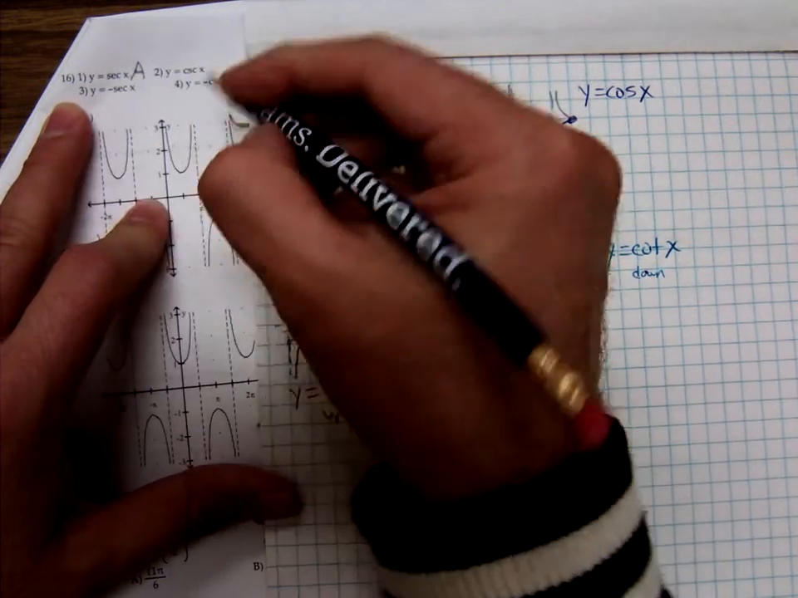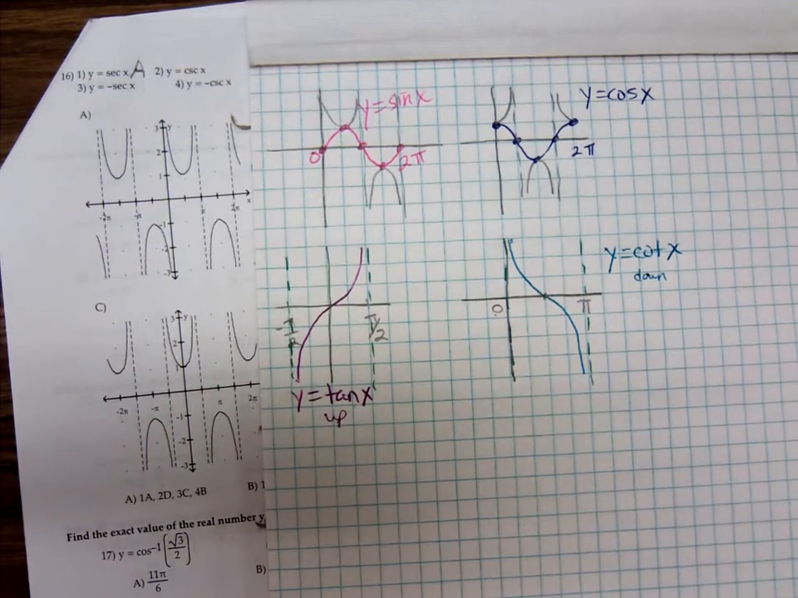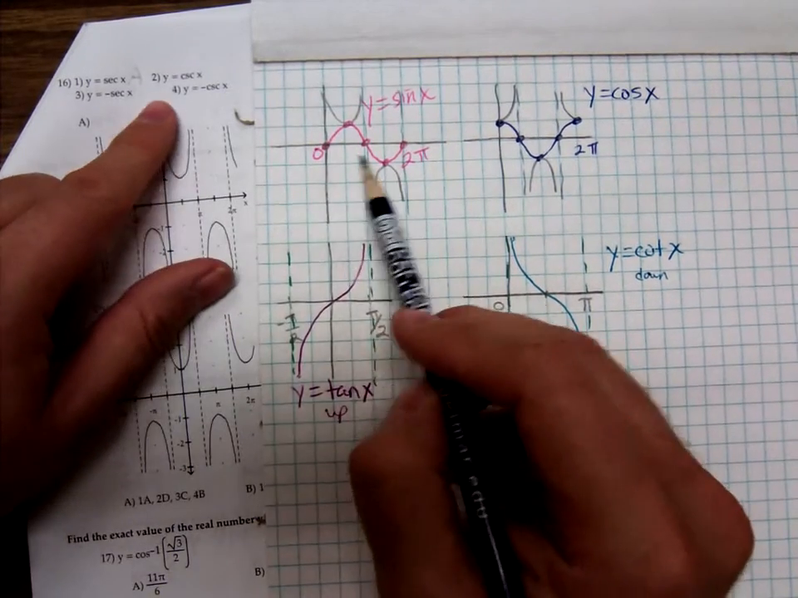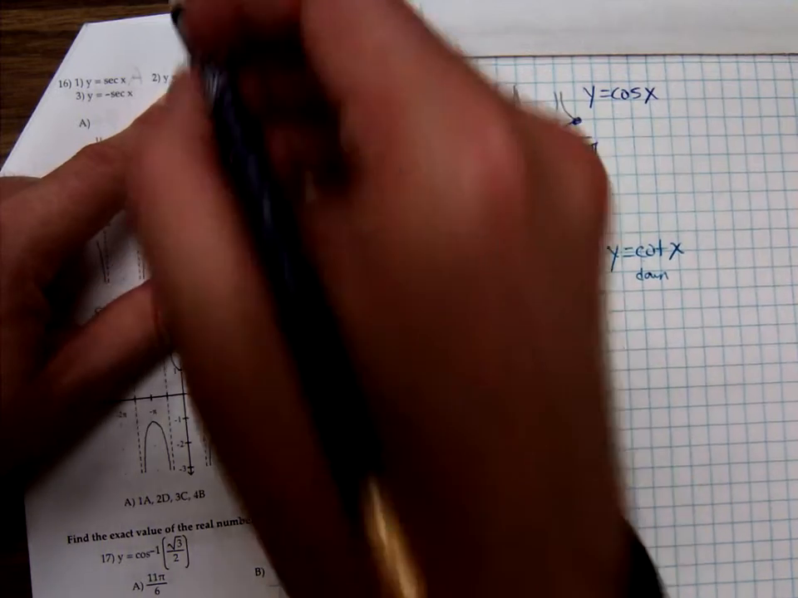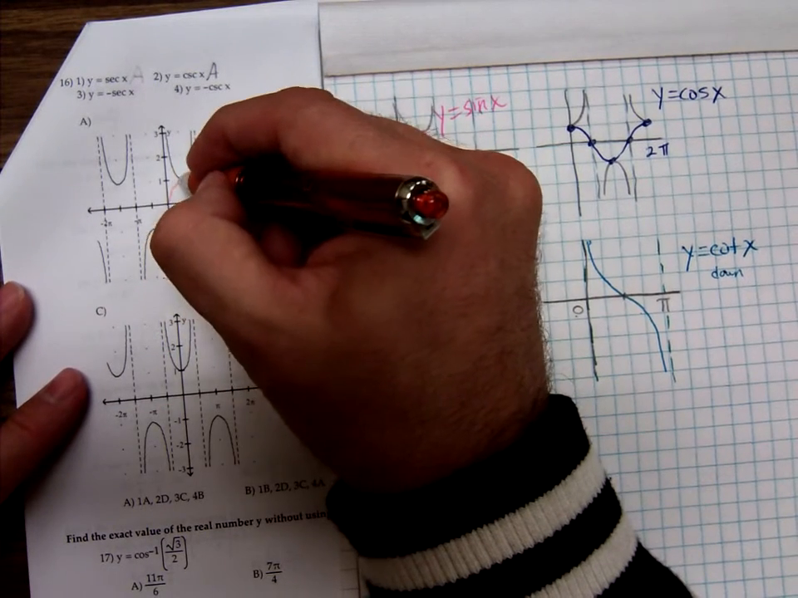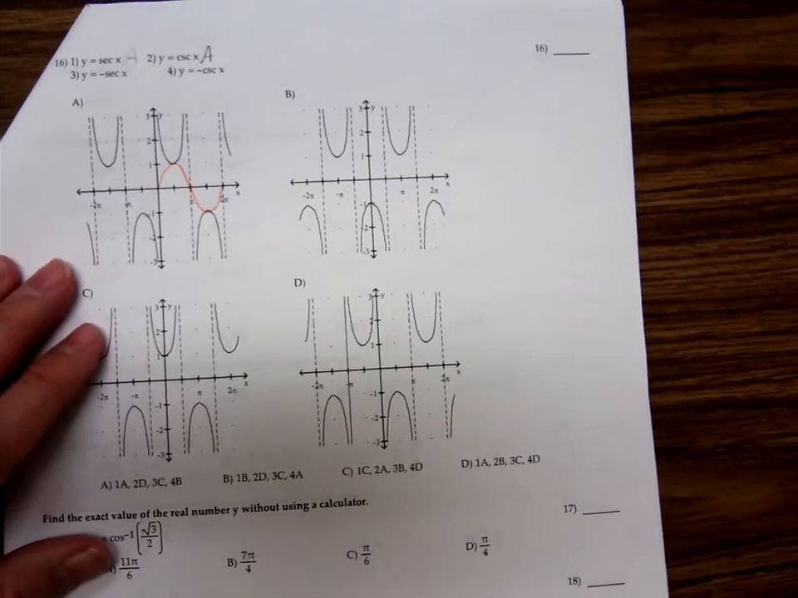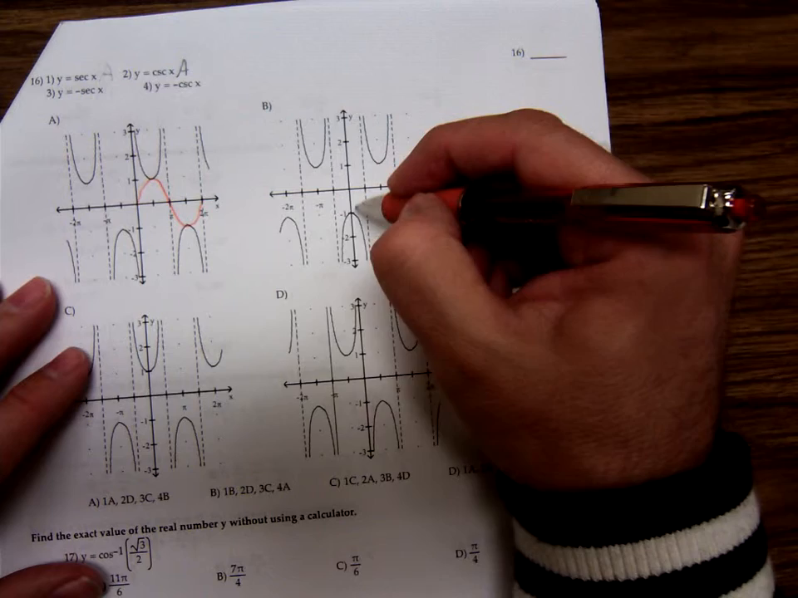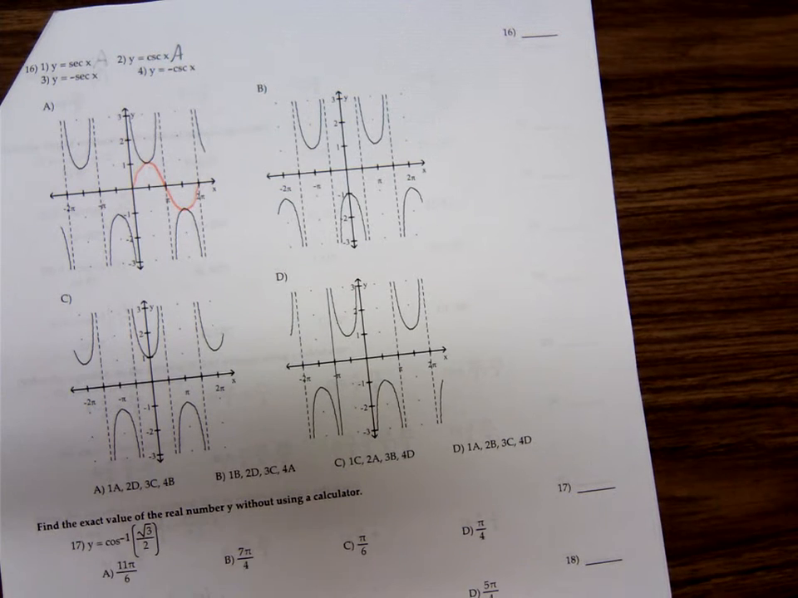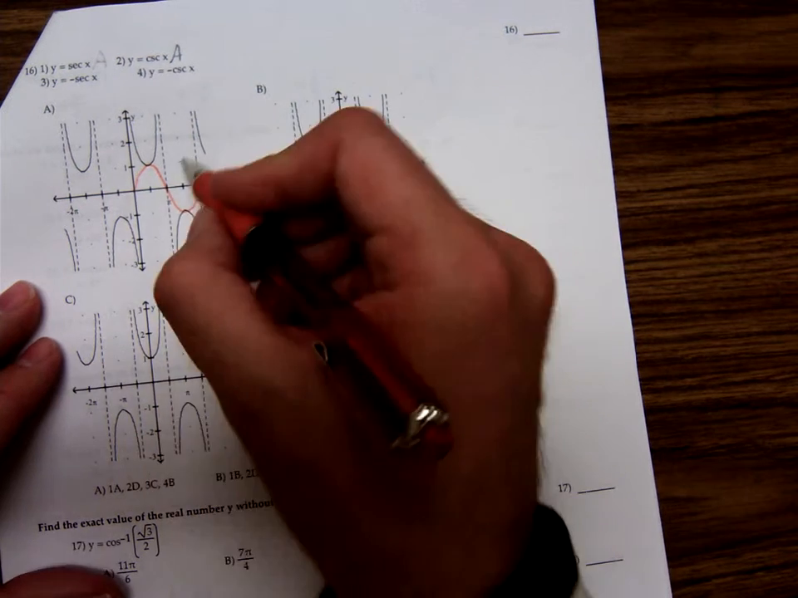Oh wait, I said secant x. That's not secant x. That's cosecant x. I'm sorry. The reciprocal of sine is cosecant. So let me go ahead and sketch this in. Here's the sine curve. If you went straight through, like this one here, I'm sketching in the sine curve. So this is y equals sine x.